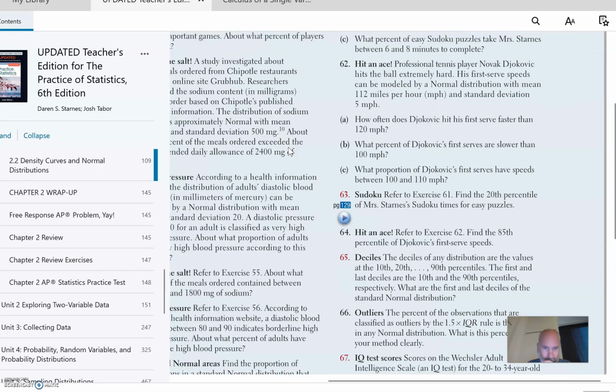62, 64. How am I doing on time? Doing great. 62. Classic norm CDF. And this is all norm CDF problems because it's having you figure out what percent or what proportion, same thing basically, are in each range. Now, what I'd say on these is you could draw one model and that's okay. You don't have to draw a separate model for each one because it's the same model for all three. But make sure you work out the z-scores on each one of them.